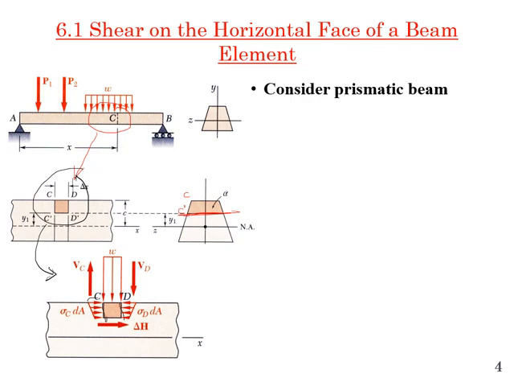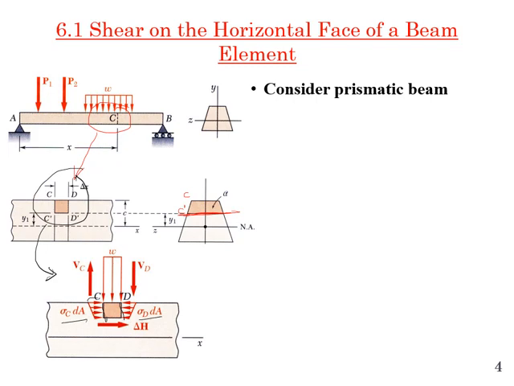Okay, sigma D, the normal stress, the bending stress multiplied by dA, will give me the force, and sigma C dA will give me the force acting on this C prime surface, and on the D prime surface we have sigma D dA. Now these forces will not be equal, sigma C dA and sigma D dA, because the bending moment is changing from C to D, and also the shear force is changing from C to D. Okay, now, and we have a distributed load W.